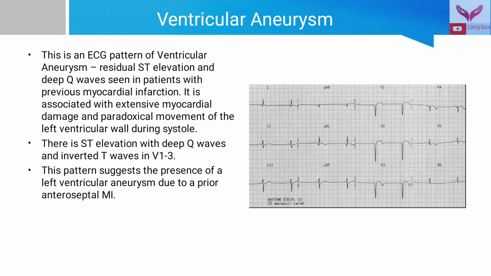In ventricular aneurysm, the ECG changes show residual ST elevation and deep Q waves in patients with previous myocardial infarction. It is associated with extensive myocardial damage and paradoxical movement of the left ventricle wall during the systole. And there is ST elevation with deep Q waves and inverted T waves in V1 to V3. This pattern suggests the presence of left ventricular aneurysm due to the prior anteroseptal MI.